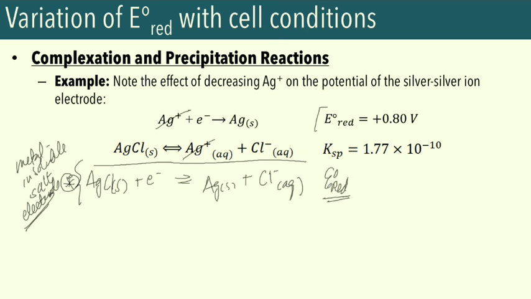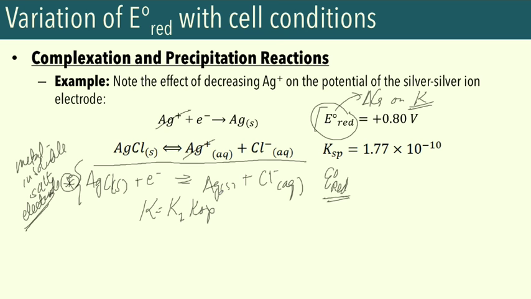But what we do know is that we could convert our potentials to other state functions such as delta G or our equilibrium constant. In this particular case, it's probably more useful to convert our standard reduction potential to an equilibrium constant. That means the equilibrium constant of this half reaction is just going to be the equilibrium constant of our reaction one times the Ksp of our precipitation reaction over here.